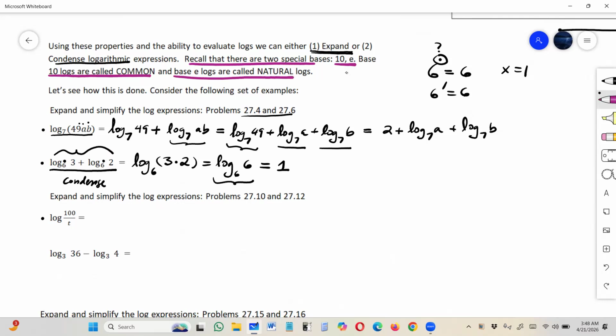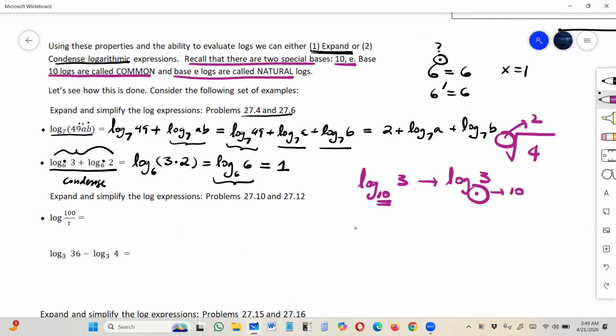Now, in the case of common logs, we don't write them this way, for example. We don't put the base. We just write log of 3. So if you do not see a base, then that means that base is 10. This is pretty much like the radical, right? If we have something like this and you do not see an index, the default is 2. It's the same with logs. So that's a base 10 or common log.